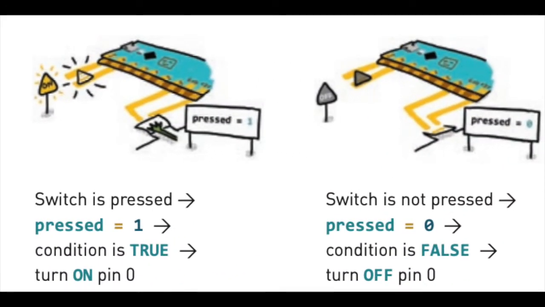So here's our basic switch code in a nutshell. If the switch is pressed, it equals 1, so that means the condition is true and you need to turn the pin on, and you can see in the visual it's pushed down so the light is on. If the switch is not pressed, that's the opposite of our condition. So that means pressed equals 0, the condition is false, and you have to turn the pin off, or the LED. And again, you can see in the visual, the switch is open and the light is off.